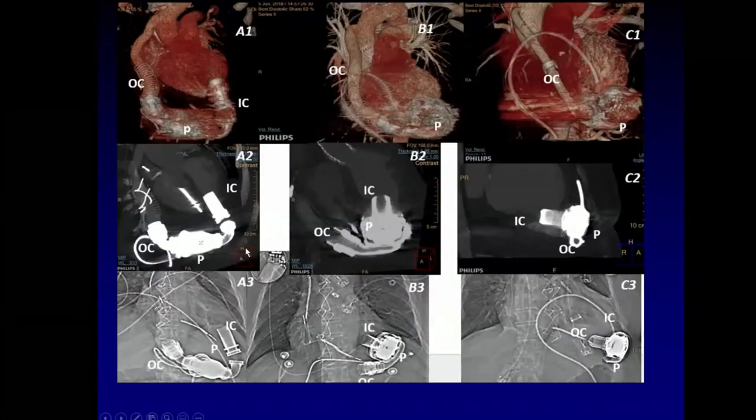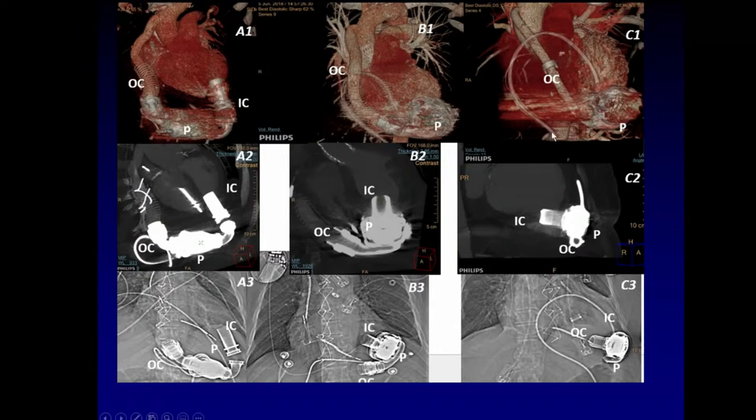So this is a 3D rendering, an MIP rendering, and an X-ray of the three types of LVAD that Mahwash mentioned: you've got HeartMate 2, you've got HeartMate 3, and you've got HVAD. You can see they are very different.